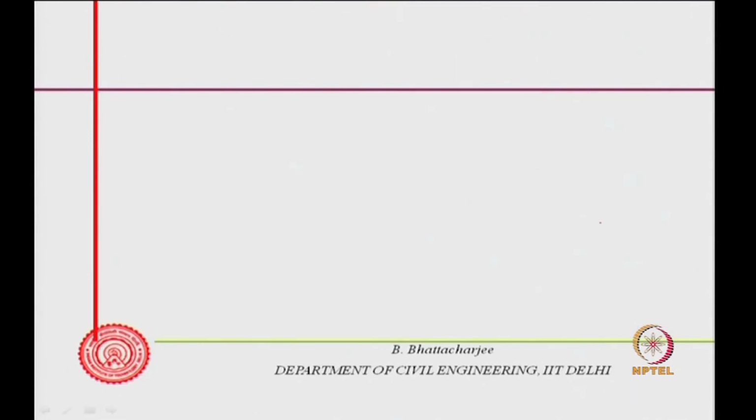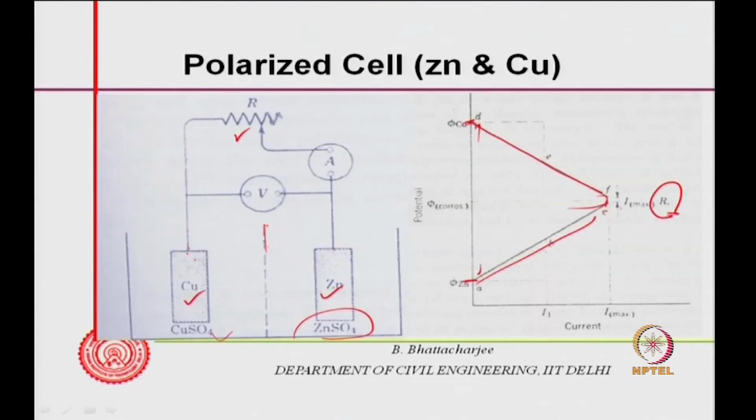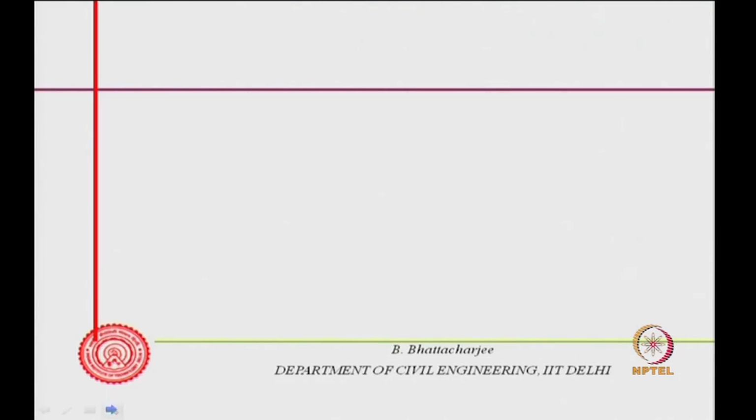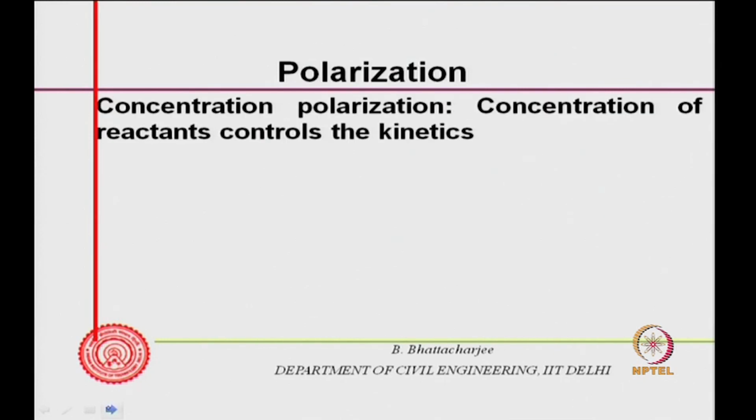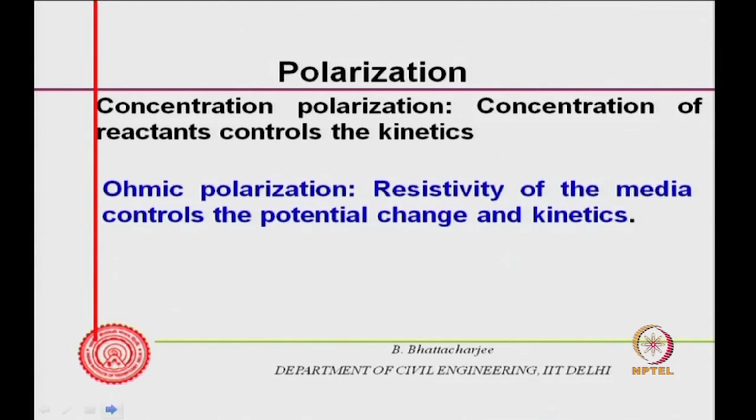This IR drop across a resistance we call ohmic polarization, because I have connected a resistance. Now, this occurs in a galvanic cell, and it can occur even in the case of a corrosion cell. It can occur when the concentration of one of the reacting species is less. For example, if oxygen is less, the cathodic current may not pass, and therefore the corrosion process will become slower. This is called concentration polarization.